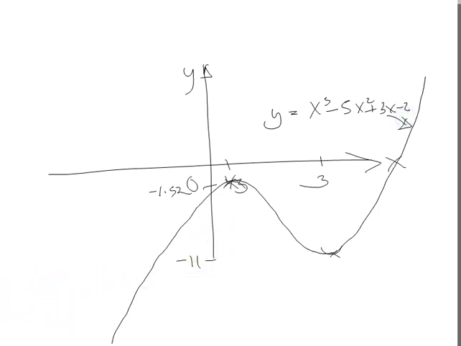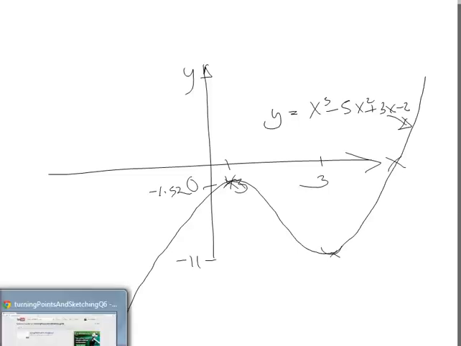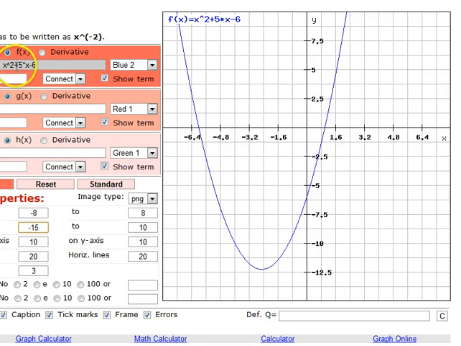Now we better try and do it quickly on the plotter. So let's go to that. And we need to type that in here, don't we? So let's type that in. Get rid of what we had before. And it was x cubed minus 5 times x squared plus 3x minus 2. Yeah? X cubed minus 5x squared plus 3x minus 2.